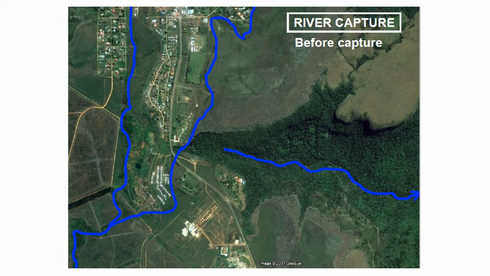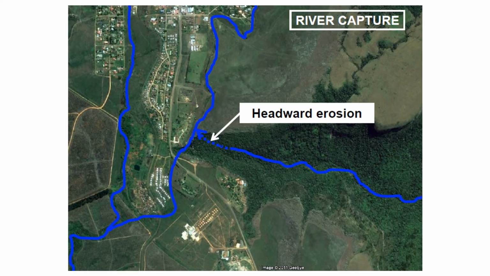Here we've got a super illustration. This is now a river before river capture happens, and here we've got an energetic river and it's flowing in this direction. You can see that's the direction it's flowing in. But later there has been headward erosion, and this headward erosion over here means that it's gone backwards, and it in fact intercepts another stream at this point here.